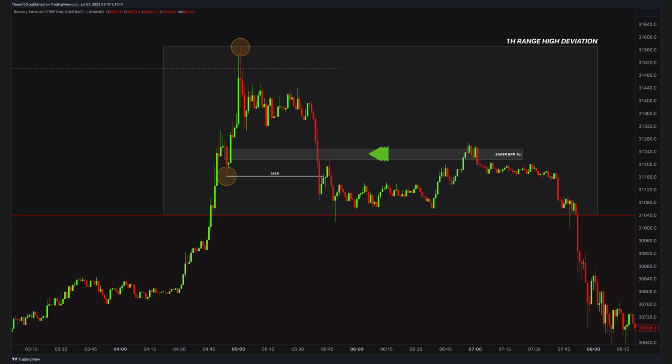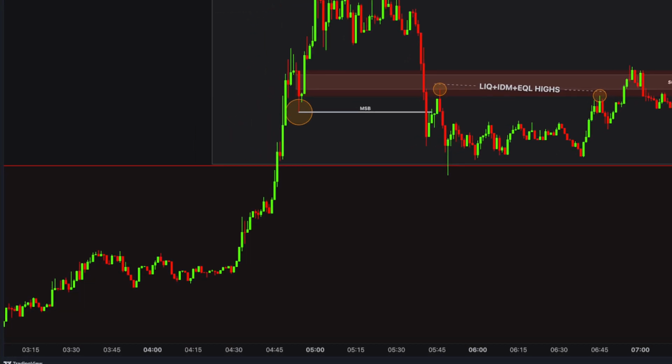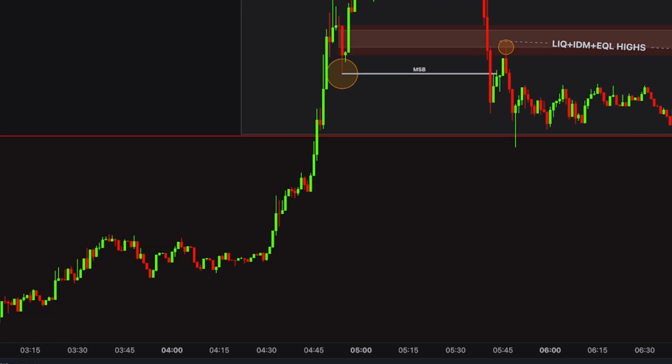This BPR is also supported by this nice breaker block. Then notice this internal inducement. Basically the equal highs which keep fueling the price for the reverse movement. Everything is good, but since this is scalping, I need to find a very close and a reliable target.